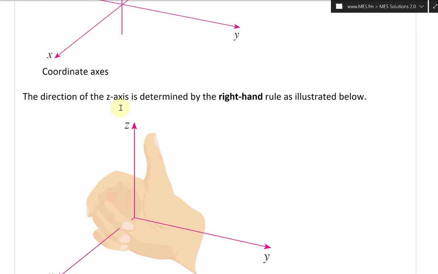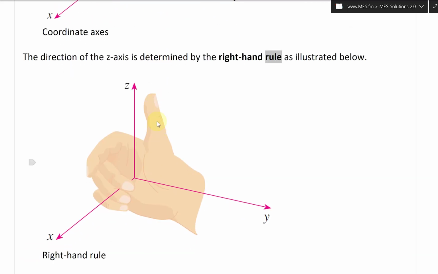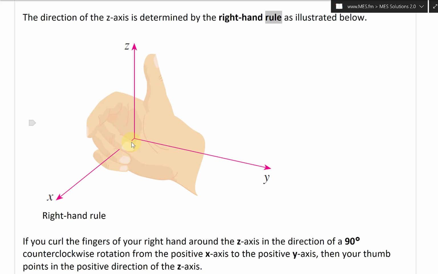The direction of the z-axis is determined by the right-hand rule, as illustrated below. So there's your right hand here. Notice the thumb sticks out, and typically you could also have the index finger stick out for the x-axis. Notice it curls around here from the x to the y, and the vertical is your thumb.